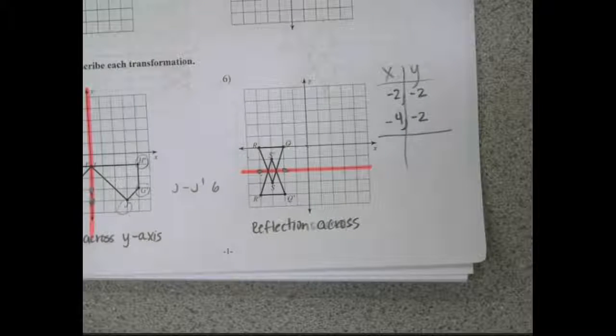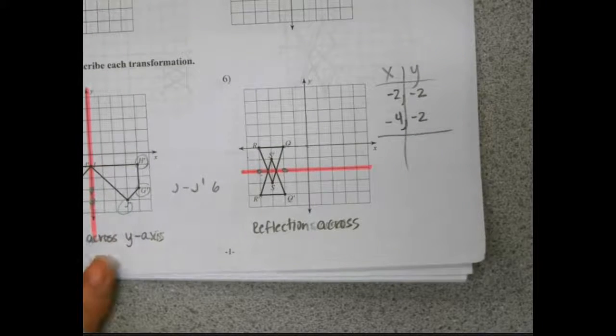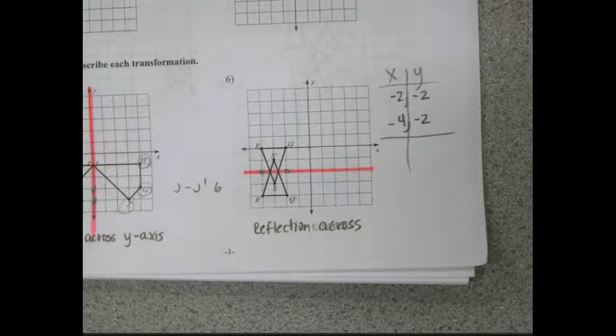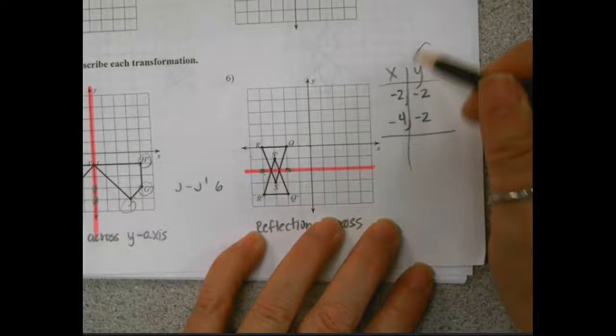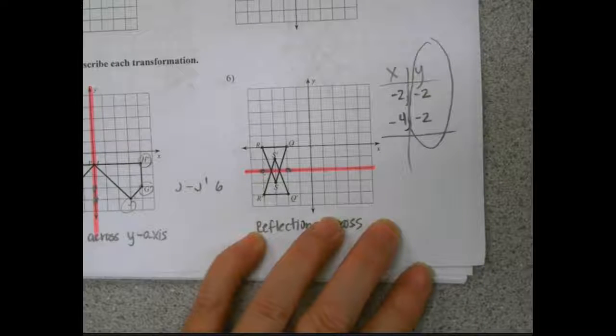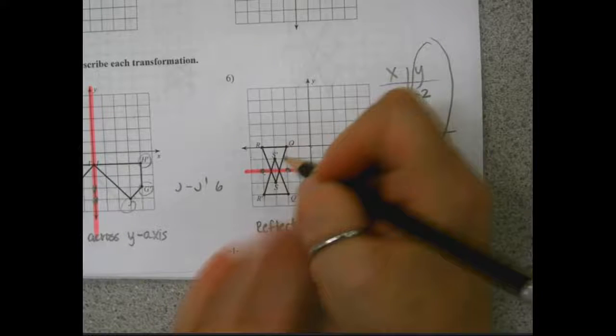What do you see as my line of reflection? The two 2's? The two negative 2's? In the Y? What do you notice? Look at this here. What do you notice? My Y's are all negative 2's, right? You know what? Let's verify that.